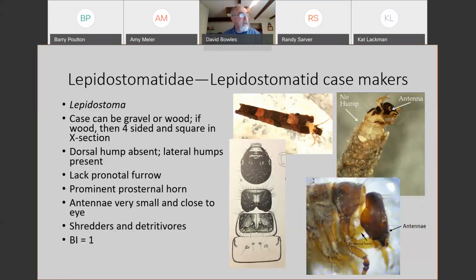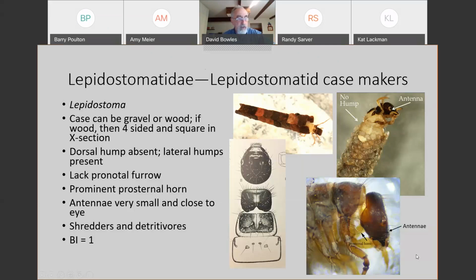Compare that to the family Lepidostomatidae. These are case builders. They also build either a wooden case or a stone case. If it's a wooden case, it's four-sided. If it's stone, it's round. They have humps on the lateral sides of the abdomen, but they lack a dorsal hump. And the antennae, interestingly, are situated right beside the eye. It's hard to see in the line drawing, but there's a little bump right beside the eye, and you can see it in the photograph really well.